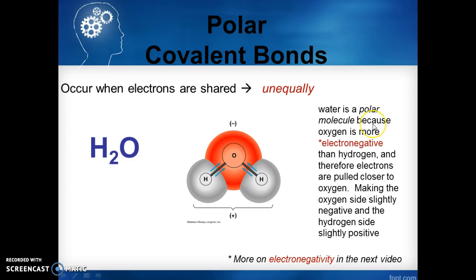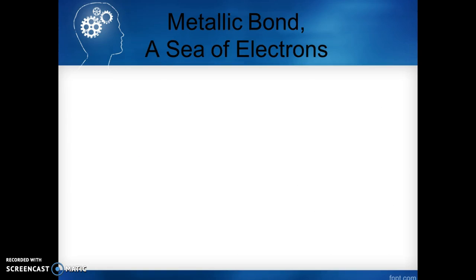Water is a polar molecule because oxygen is more electronegative than hydrogen, and therefore electrons are pulled closer to oxygen, making the oxygen side slightly negative and the hydrogen side slightly positive. So we will talk more about electronegativity in the next video. There's the negative side because the electrons are closer, leaving the hydrogens more positive.